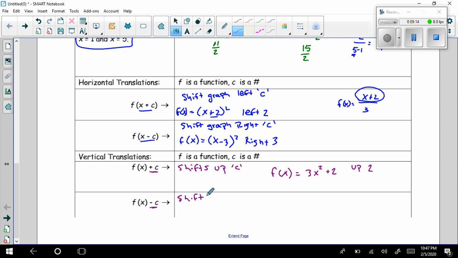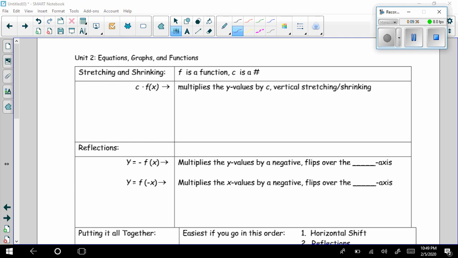Whereas a subtraction sign is going to shift it down. So if we have f of x equals the square root of x minus 5, this one goes down 5. If you have a number in front of your function, it's going to multiply it.